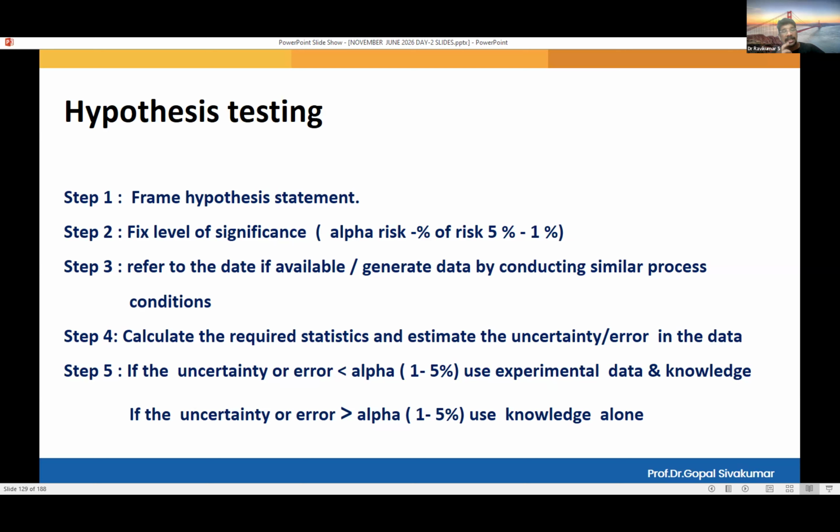You are estimating that. See, in the second step, you are fixing the error. You are not estimating the error. Guys, you have to be very clear. In the second step, you are saying, okay, I will accept error if it is 5%. Perumal may say, sir, in our process, we cannot accept that much error. We can accept only 0.5% error.